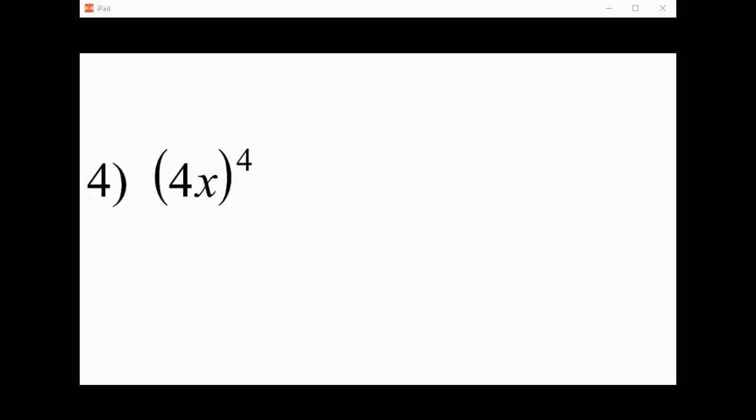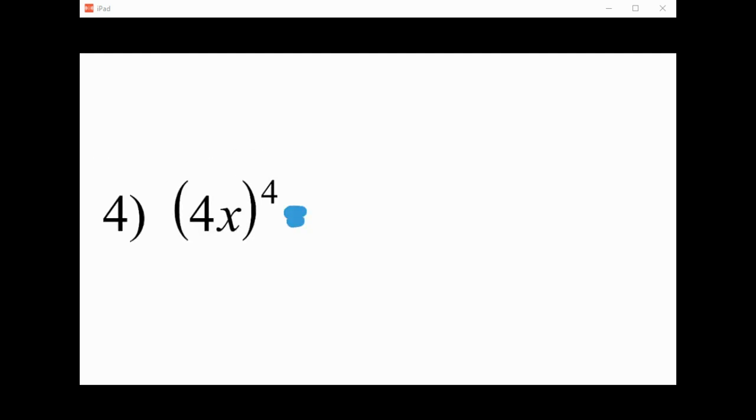Oops. But one thing with raising a power to a power, so if an exponent is outside of parentheses, the coefficient needs to be raised to that power, and if there's an exponent, you multiply them. So it just happens to be 1. So 4 to the 4th power is 16.